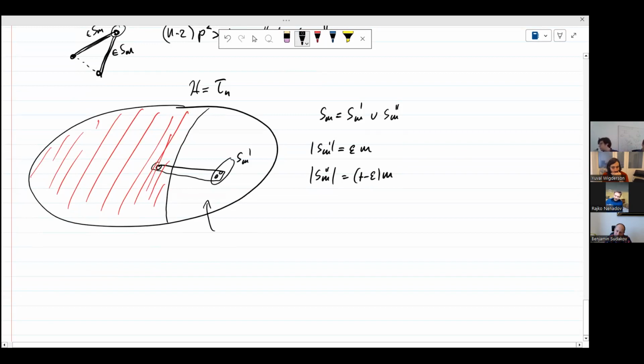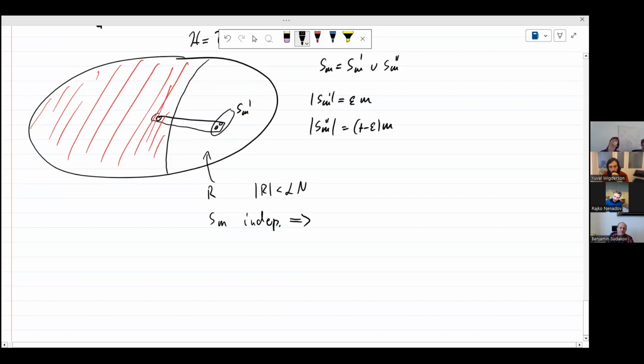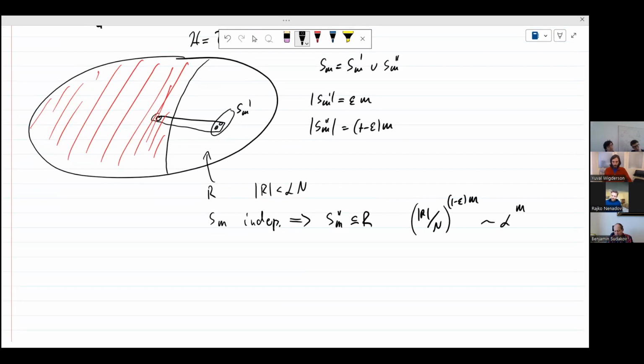Now, if this set of the remaining vertices, let's call it R, is less than, say, alpha n, then I get what I want, because for Sm to be independent, I necessarily need that this Sm prime lives inside R, which gives me very few choices, right? The probability of that happening is roughly the size of R divided by n, to the power epsilon n, which is roughly alpha to the epsilon n. So that's the whole point.